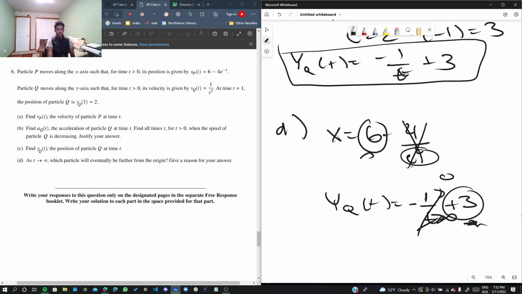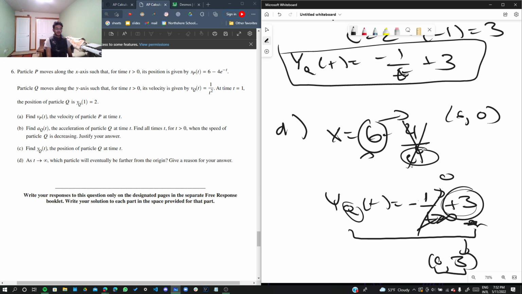So then therefore, I think the answer to this one is particle Q will be closer to the origin, because as t approaches infinity for both of those, x approaches 6, and y approaches 3. And then they're traveling along their respective axes. So if it's x equals 6, the coordinate will be 6, 0, and for y this will be 0, 3. This is 3 units away, this is 6 units away, and therefore particle Q will be closer.